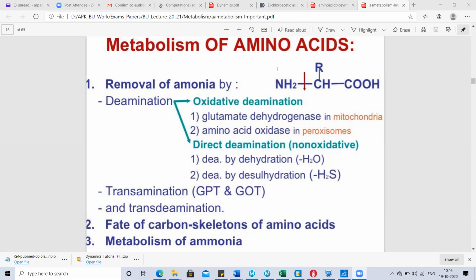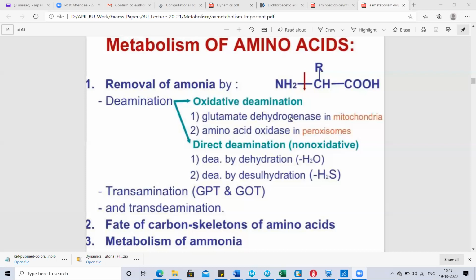Deamination can happen via two ways: oxidative deamination or direct deamination. Examples of oxidative deamination are glutamate dehydrogenase and the amino acid oxidases. Glutamate dehydrogenase is localized in the mitochondria, so this type of oxidative deamination happens in the mitochondria. But amino acid oxidase is generally present in the peroxisome, so you can see that this type of reaction happens only in peroxisomes.